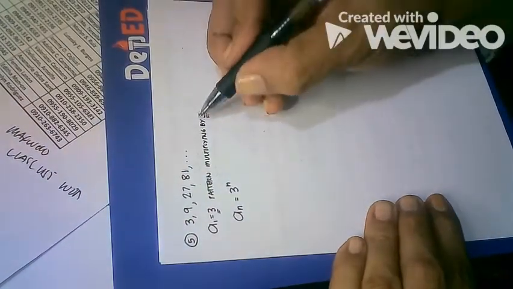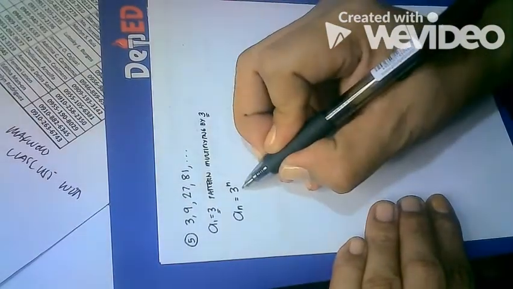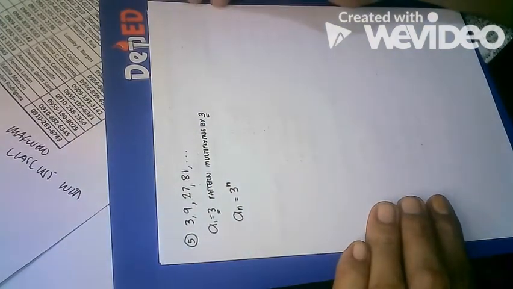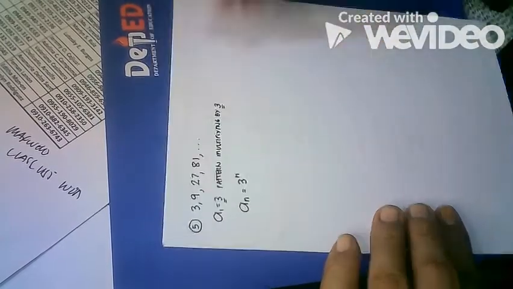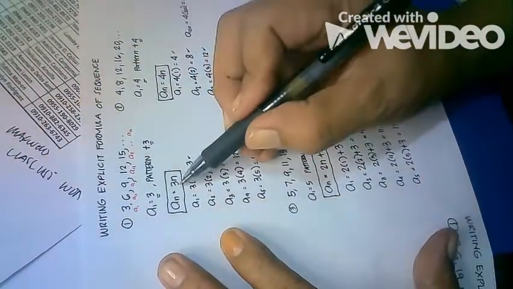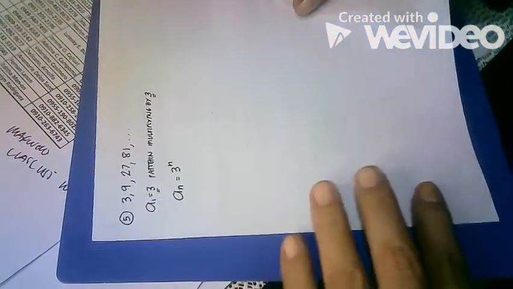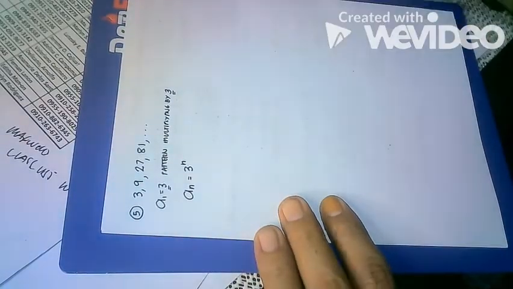So if the pattern, class, is multiplying, the number to be multiplied will be your base to the power of n. Unlike in addition, we multiply. If the pattern is multiplication, we make the pattern the base raised to the power of n.